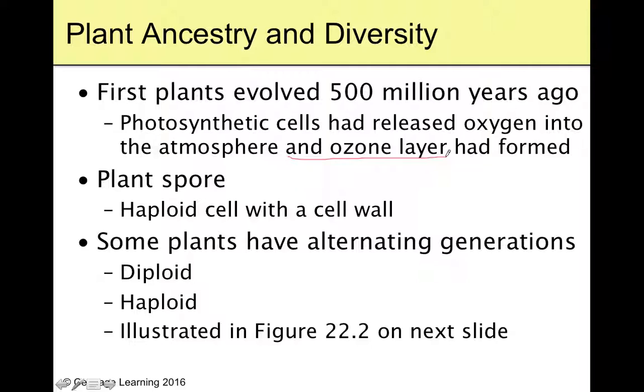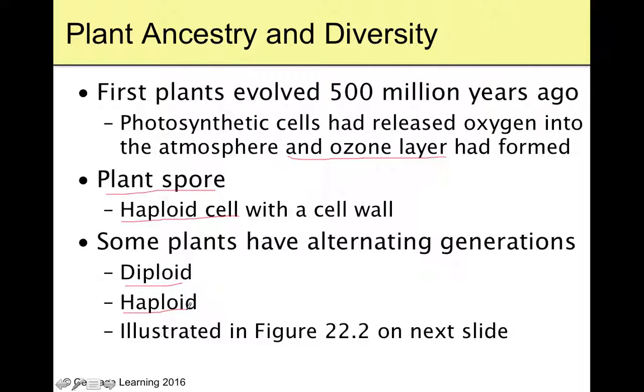And so we look at this alternation of generations, which can be a really confusing thing at first, but I think you guys will master this in no time. Plants make spores, and spores are haploid cells inside of a cell wall. And some of these plants have alternating generations between diploid and haploid.